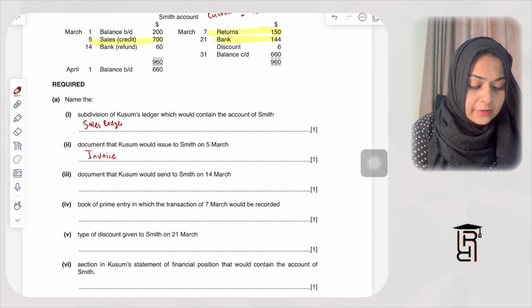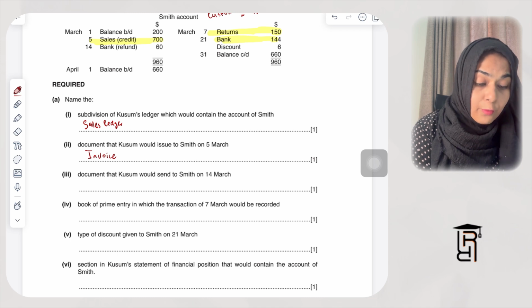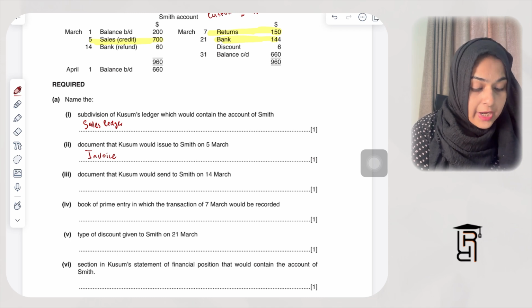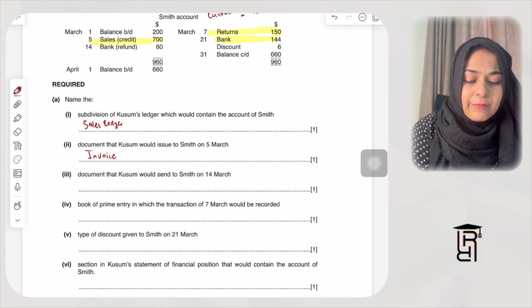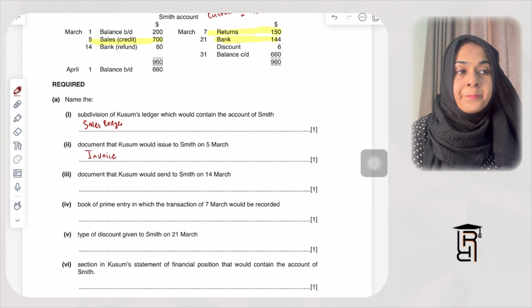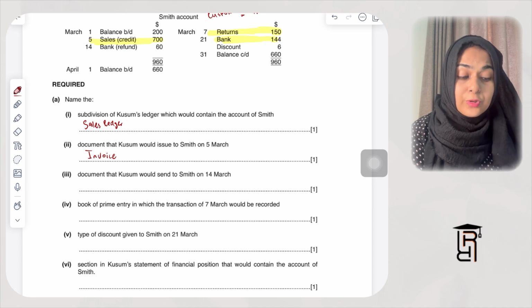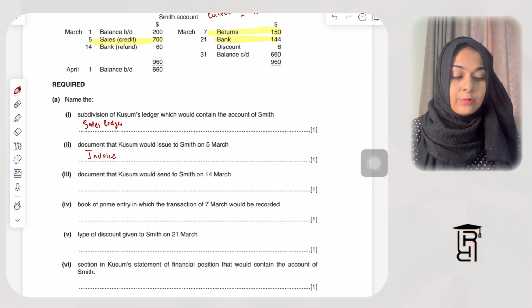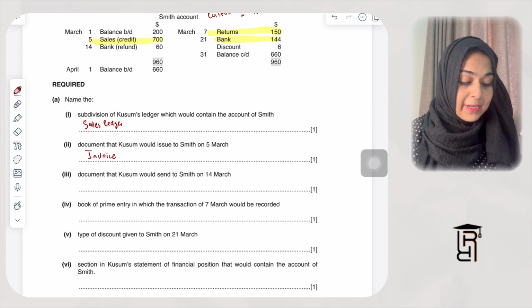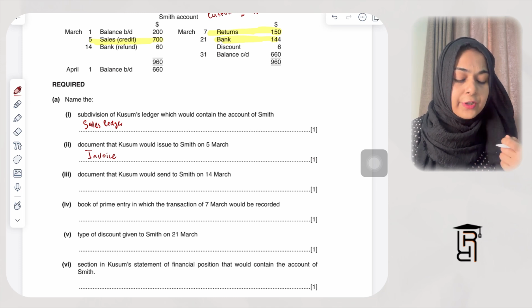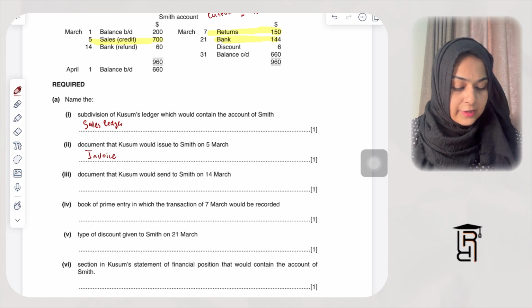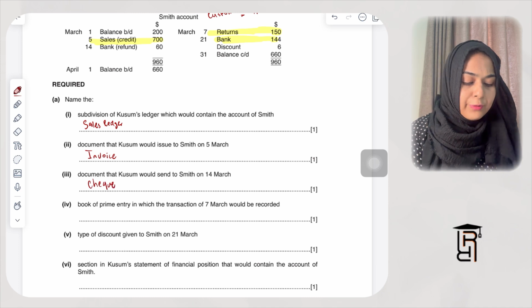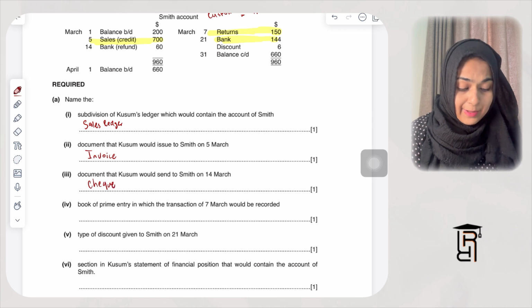Then they're saying document that Kusum would send to Smith on 14th March. There's a refund which Kusum is giving to Smith of $60. Whenever we are paying a refund to our customer, the bank account is credited, so Kusum's bank account is credited. That is why Smith's account needs to be debited by $60. And whenever you make a payment to someone, you will send a cheque to make this payment. So Kusum will send a cheque to Smith.